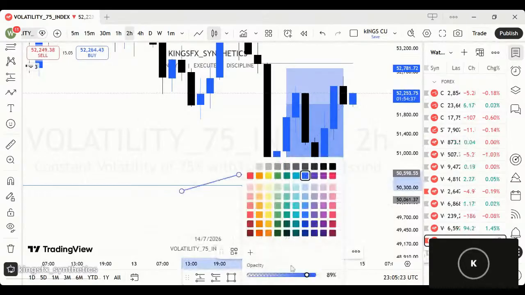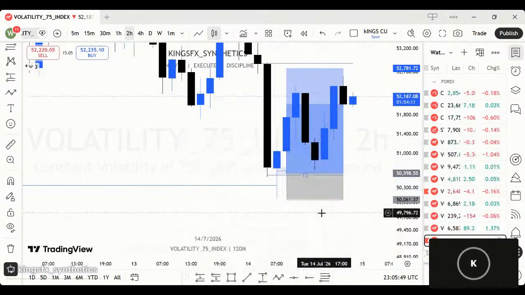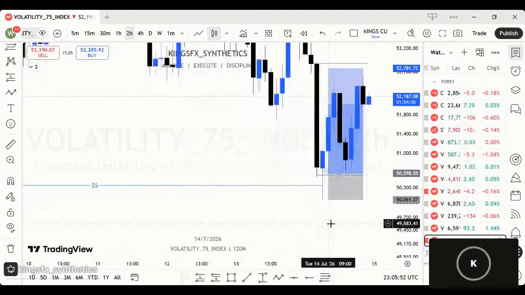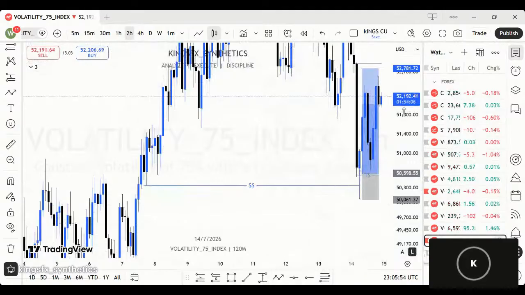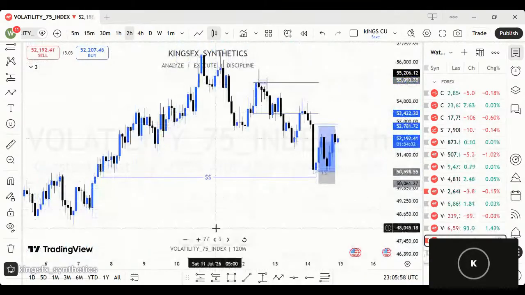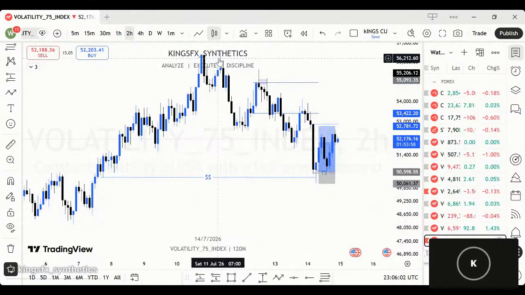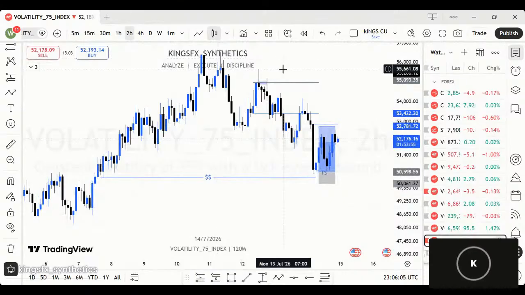And what did that tell me? That told me that price is about to buy. Is that the only reason why I'm buying? No, that is not the only reason. Not just because I see CRT, I'm going to jump into it. Price has created a lower high, lower low, lower high, lower low. It created another lower high and a lower low.